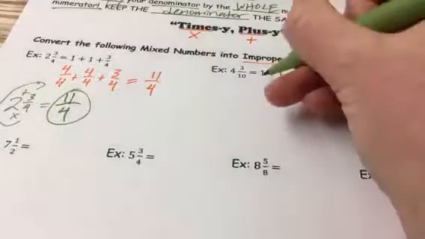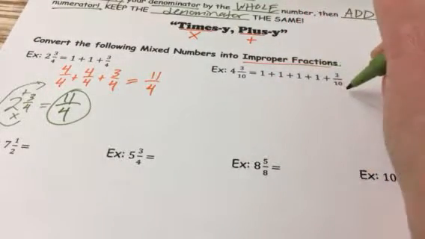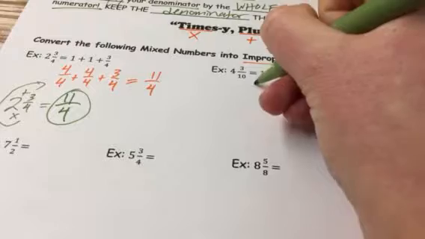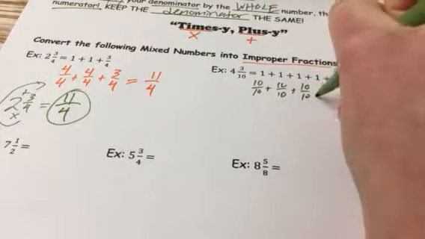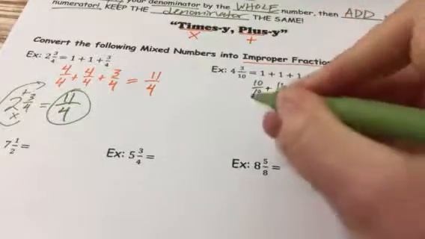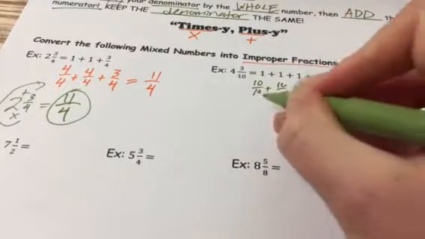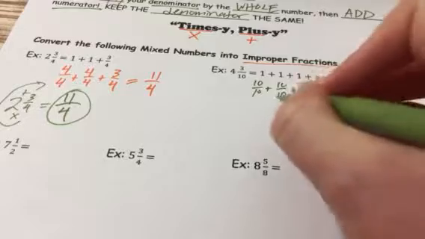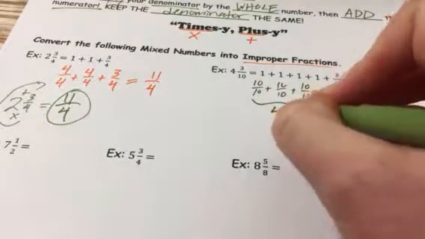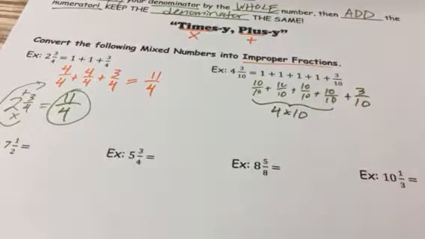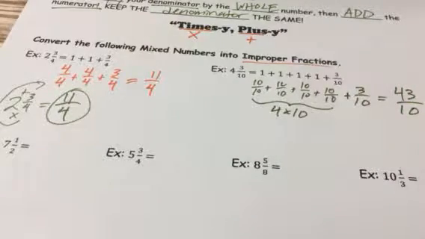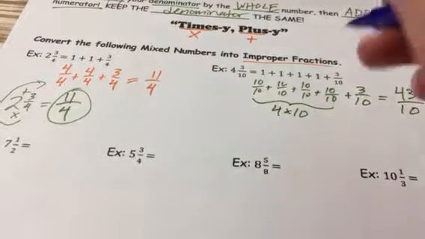4 3/10, well, that's 1 unit, 1 unit, 1 unit, 1 unit, plus 3/10 of a unit. So this is going to be 10/10 plus 10/10 plus 10/10 plus 10/10. Well, that's 4 sets of 10/10, which is 40/10. This is that 4 times 10. And then to that, we're going to add the remaining 3/10, and we get a grand total of 43/10. That's our answer.